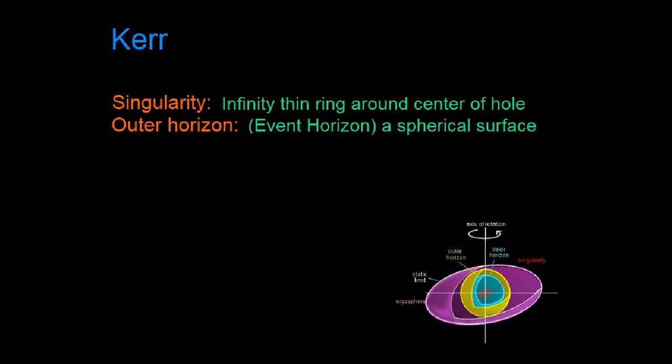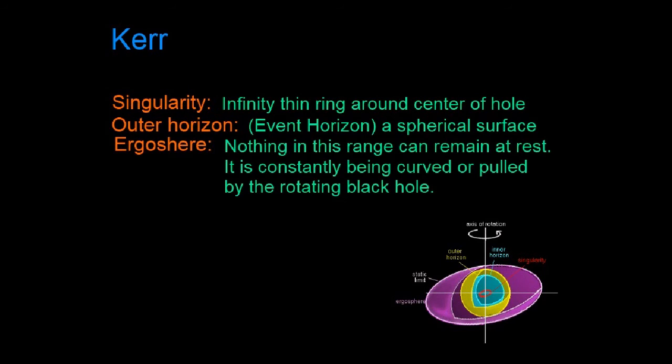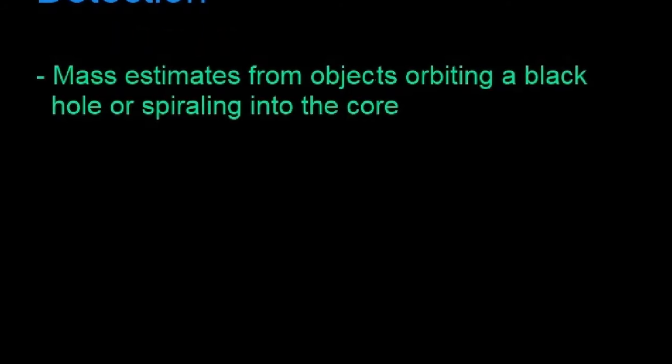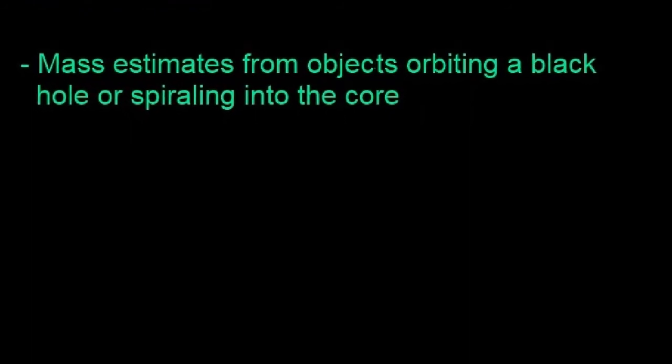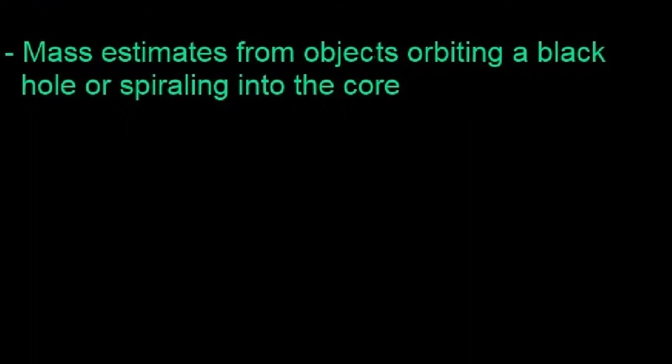Next, we will take a look at Kerr. It has a singularity, but this singularity is an infinitely thin ring around the center of the hole. It has an outer horizon, the event horizon, which is a spherical surface, and then an ergosphere, within range of which nothing can remain at rest. It is constantly being curved or pulled towards the middle of the black hole.